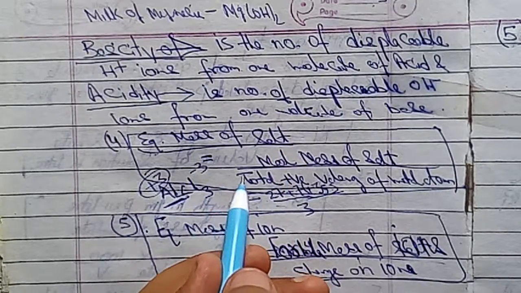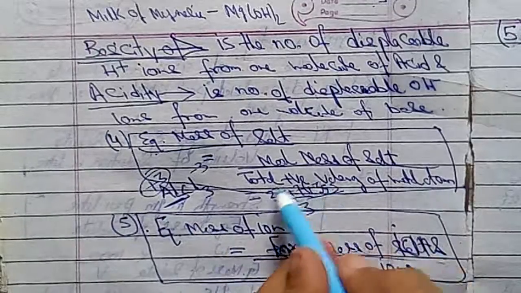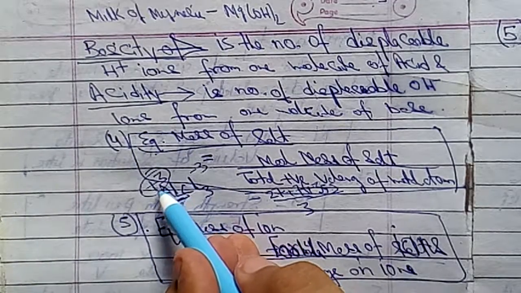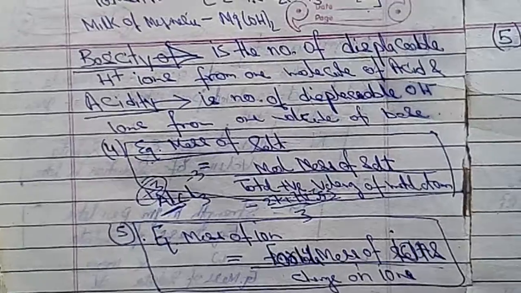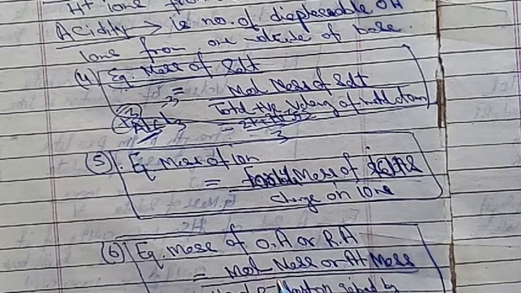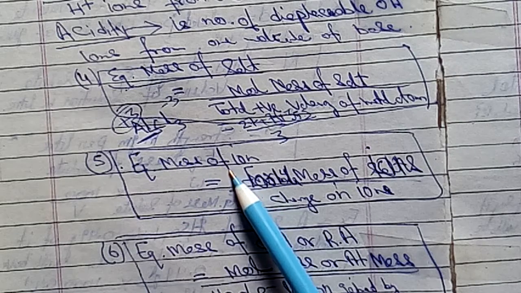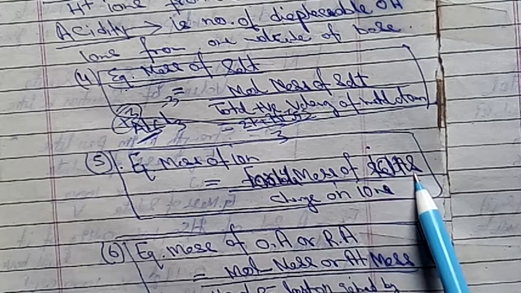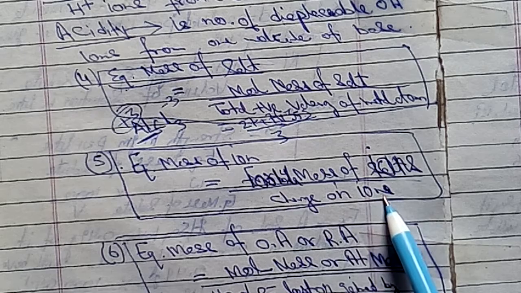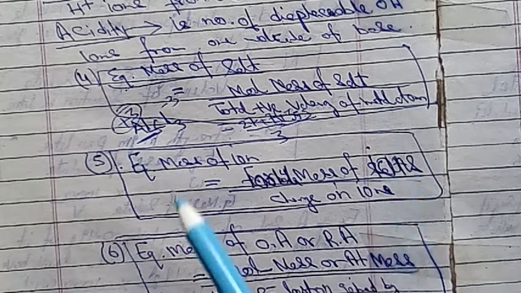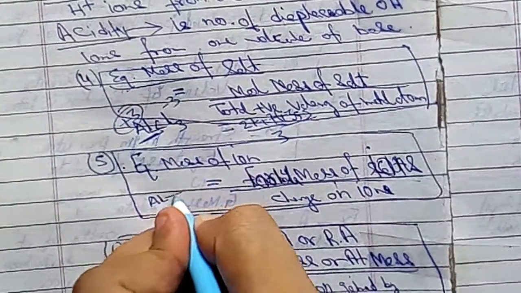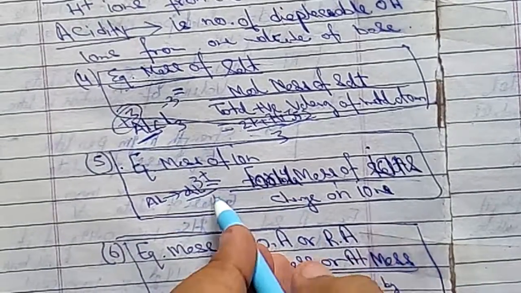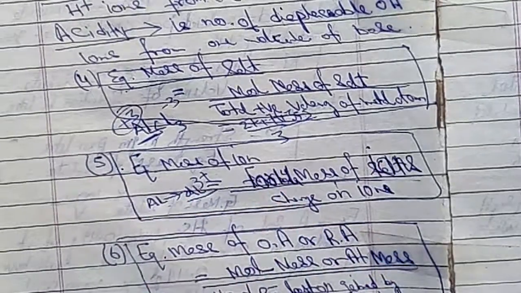Again, equivalent mass of salt: the molecular mass of salt divided by the total positive valency of the metal atom, which here is +3, so we divide by 3. In the case of a metal like aluminium, the equivalent mass is the formula mass divided by the charge on the ion. If Al changes to Al3+, the charge is +3. So we divide 27 by 3 to get the equivalent mass.